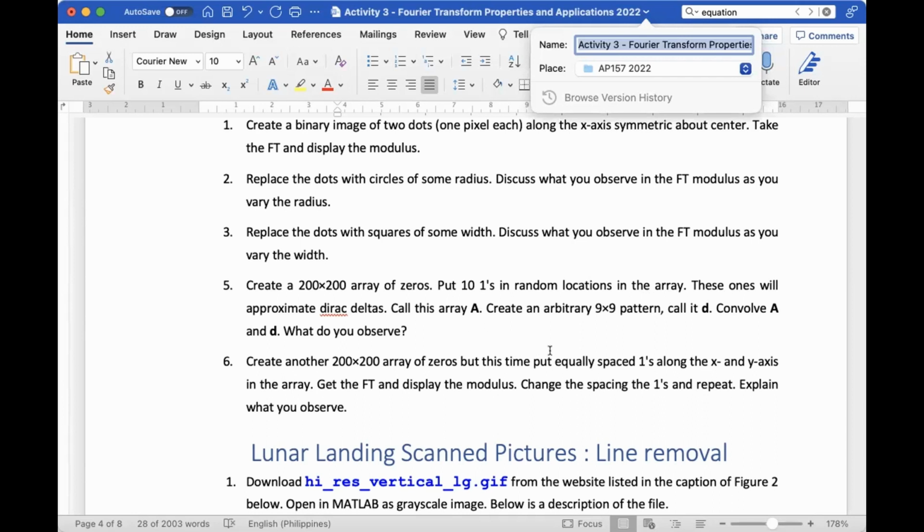Call this array A. Now, create an arbitrary 9 by 9 pattern. Bahala ka kung anong ilalagay mo sa pattern and call it D. And convolve A and D. What do you observe? Okay.